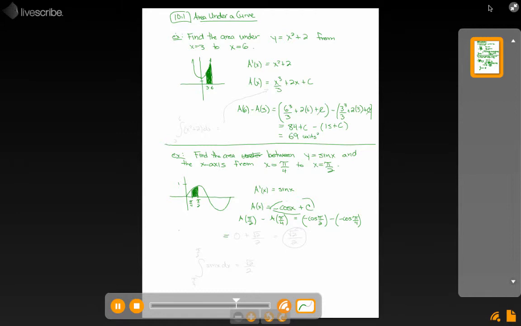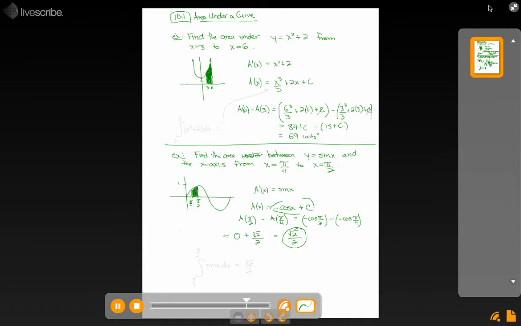And negative cos of pi over 2 is 0, negative 0 is still 0. Now minus minus means plus, whatever cosine pi over 4 is, and hopefully you recall that that's root 2 over 2. So the answer to this question, as I said, a much smaller number, is square root of 2 over 2, which is the size of that little region there.